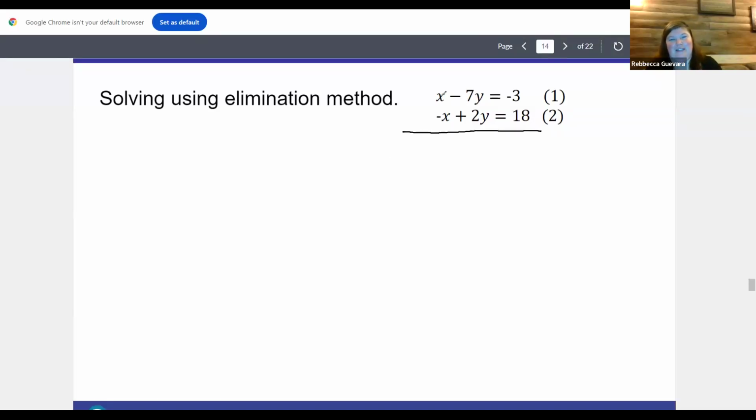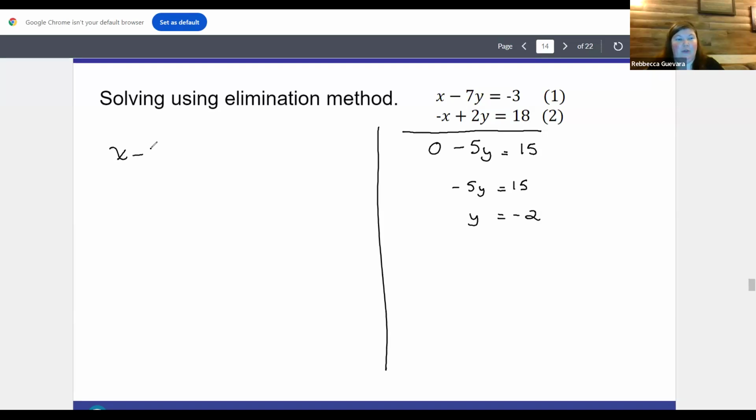So let's add these together. X plus negative x is going to be 0. Negative 7y plus 2y is going to be negative 5y. And negative 3 plus 18 is just going to be 15. So if we solve for y, y is just negative 2.